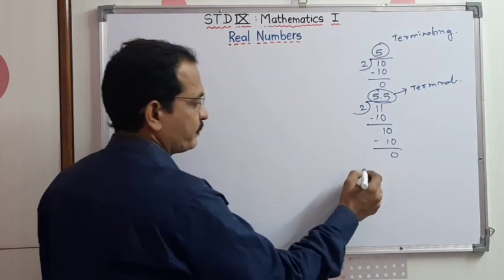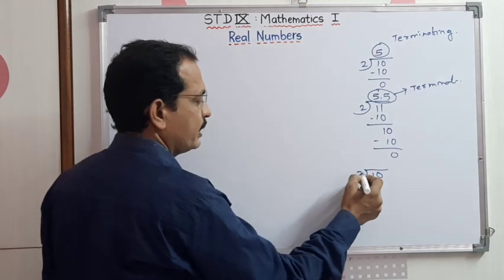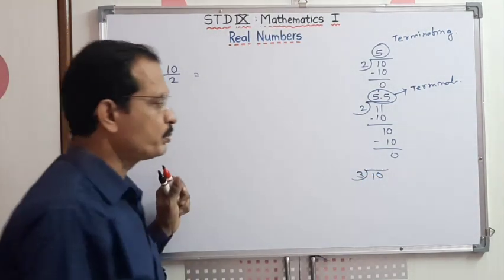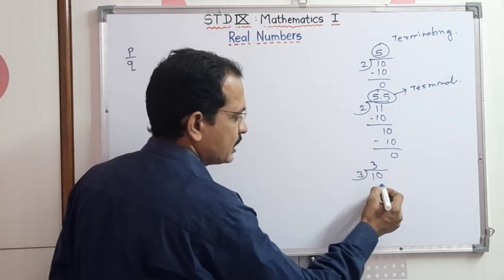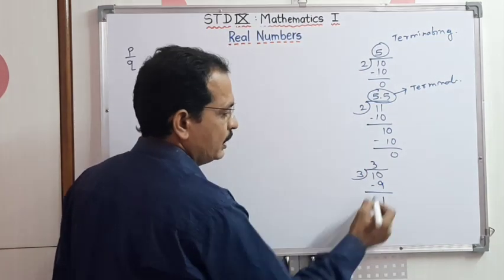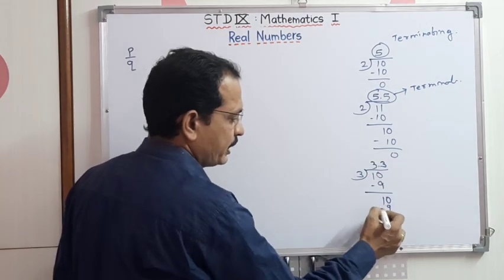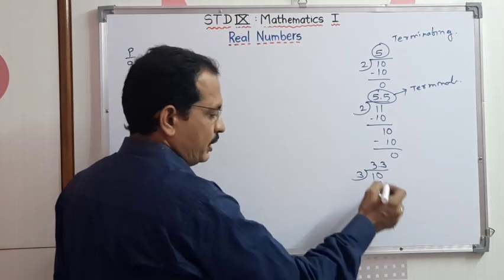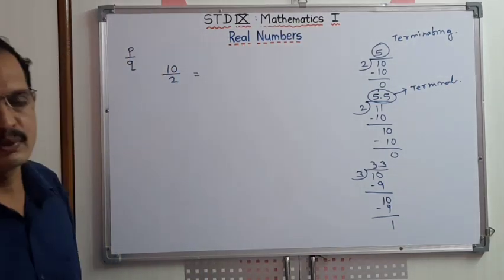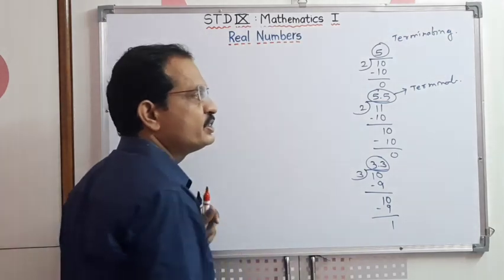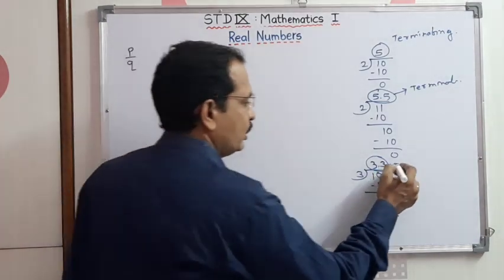But we take 10 divided by 3. Then if we have to write the decimal form of this number, 3 threes are 9, then it is 1, then we have to take the decimal. Here it is 10, 3 threes are 9, it is 1. If we observe this, we come to know that this decimal form is non-terminating.